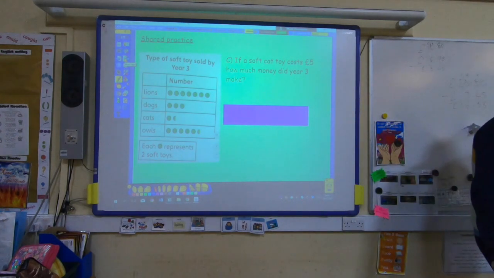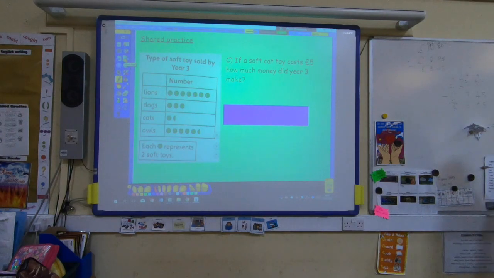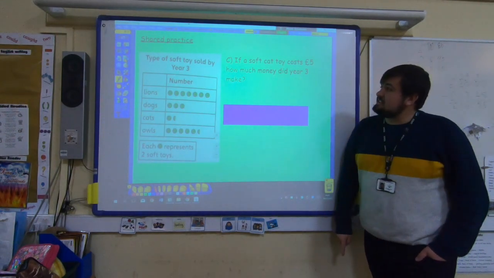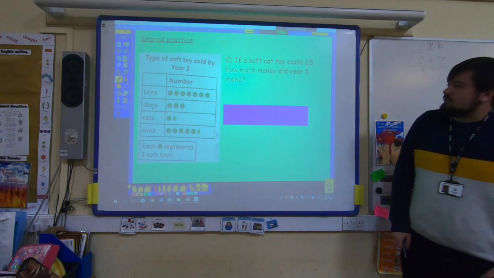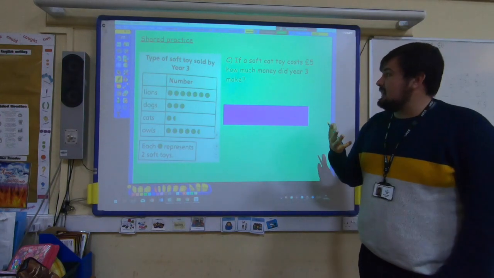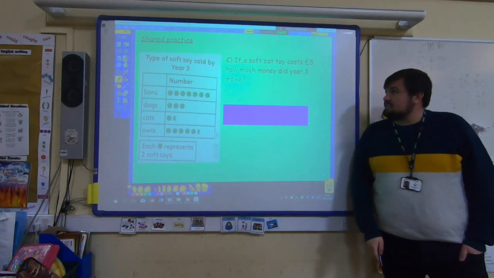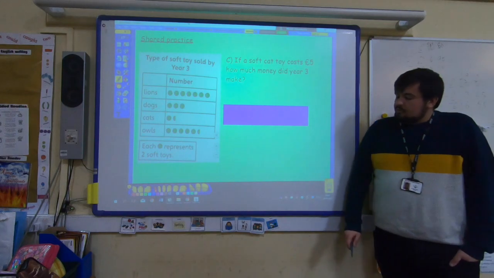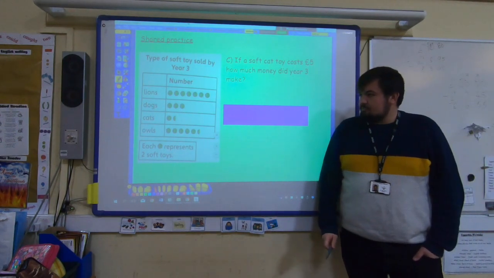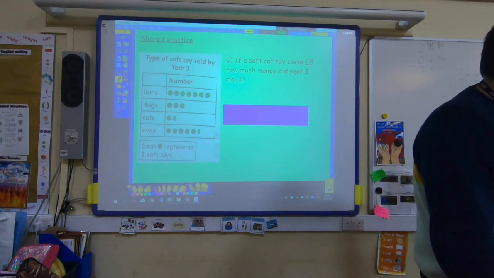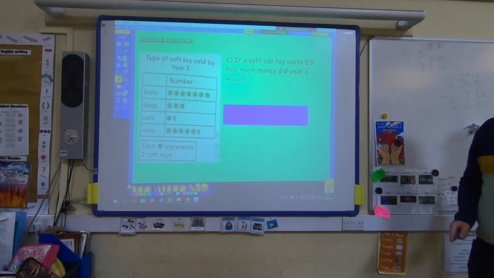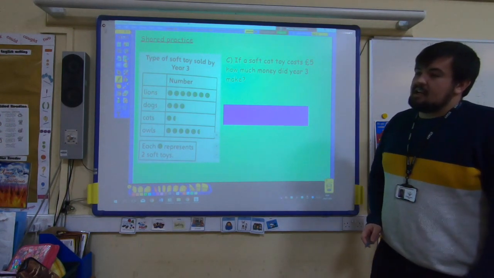Well, this one's a little bit harder. We haven't done these questions yet, so they are a little bit harder. Because it said, if a soft cat toy costs £5, so you've got to pay £5 for it, how much money did year 3 make? Well, this is a very hard question. It's one of our hardest ones. All I'm asking is, if year 3 sold all of the cat toys, and they sold each one for £5, how much money would they make?